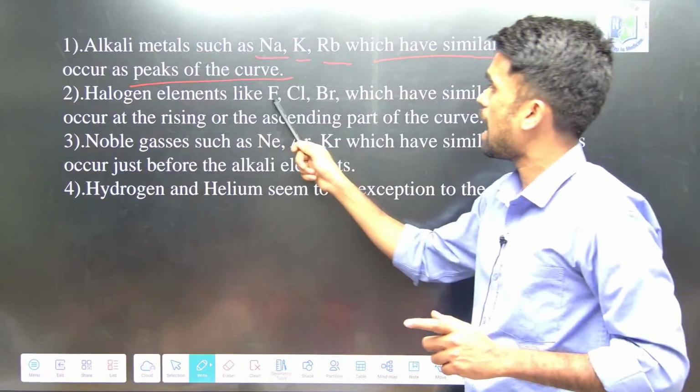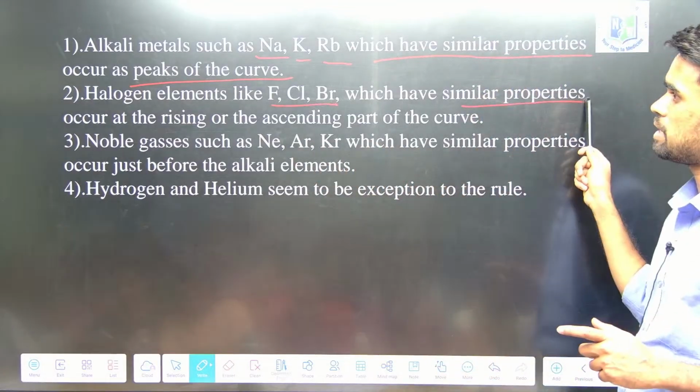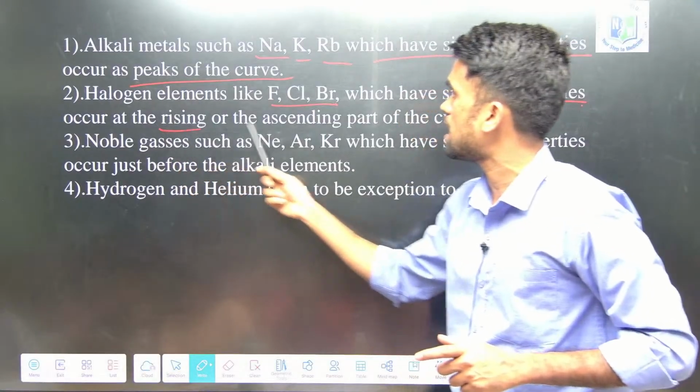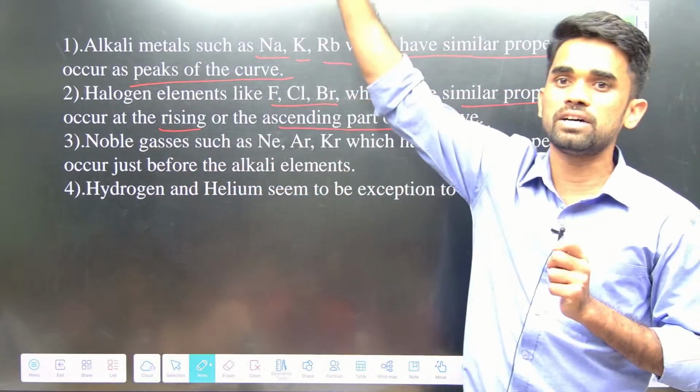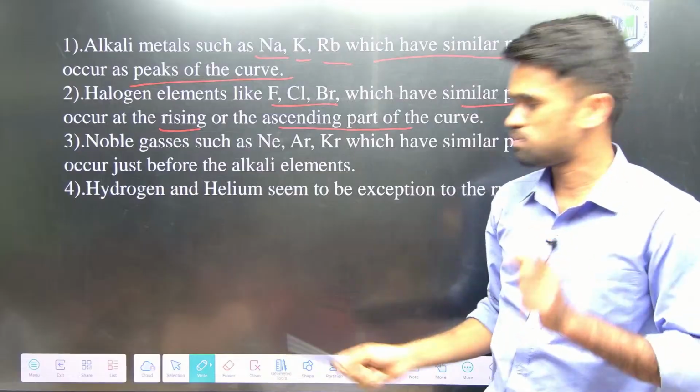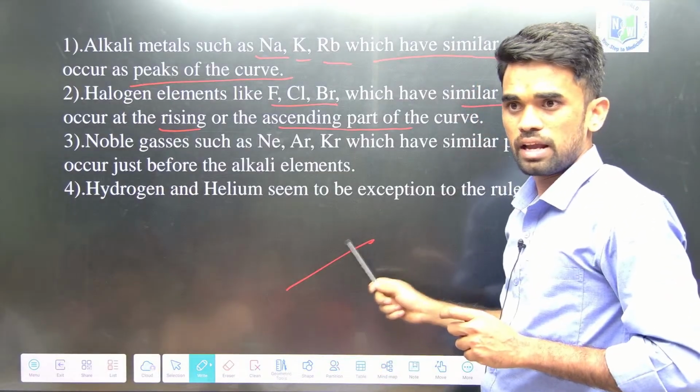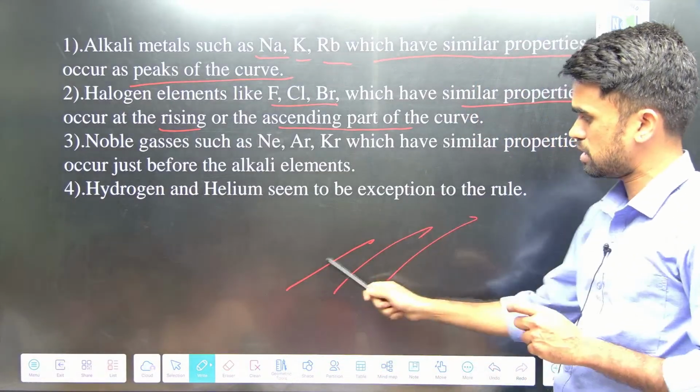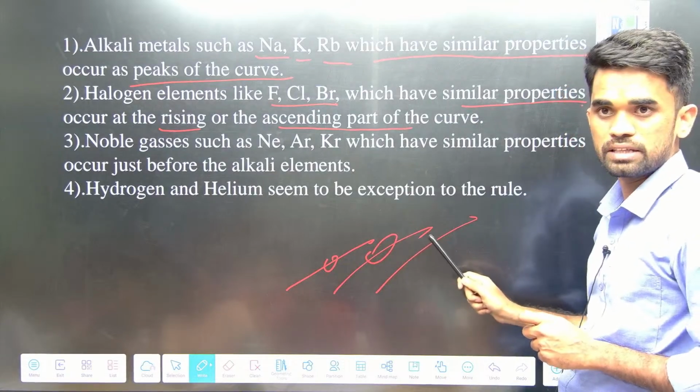When it comes to halogens, which have similar properties, they occur in the ascending part of the curve. Ascending means small to big. Like that only we have seen here, fluorine, chlorine, like that we have seen.